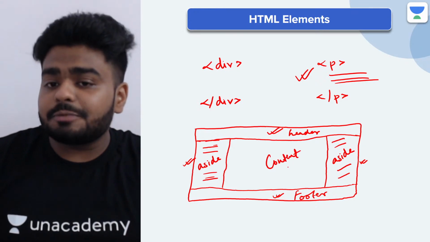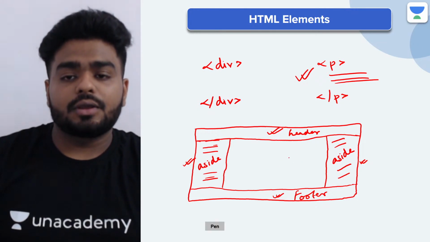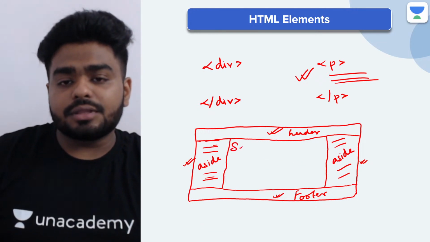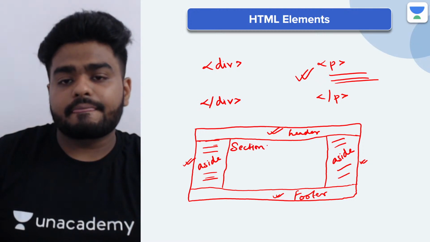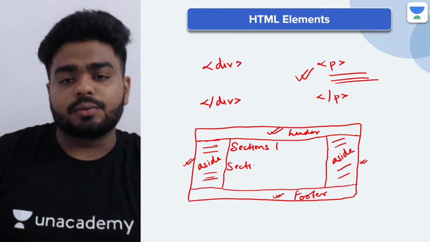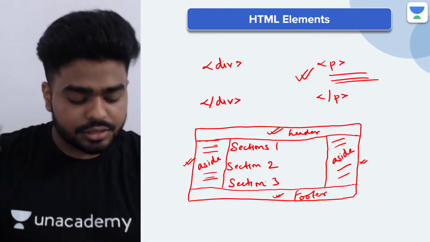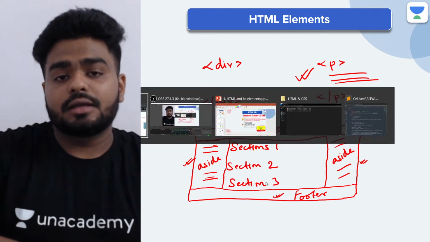But this content part is also divided into several parts. What are the several parts? There will be sections. This is one section, section 1. Then you will have section 2. Then you'll have section 3. What are these sections? These sections are different sub parts of the content.